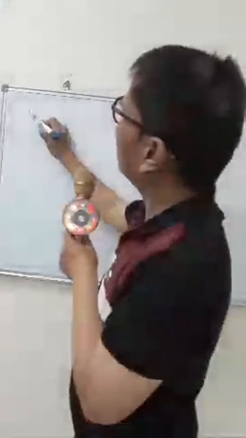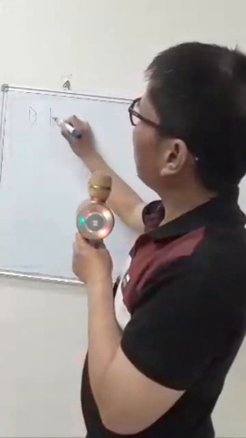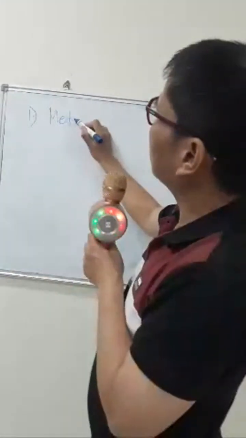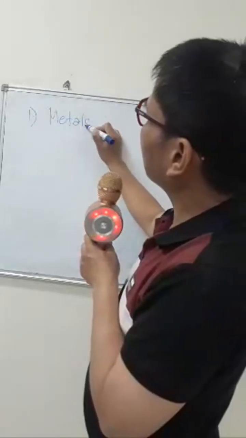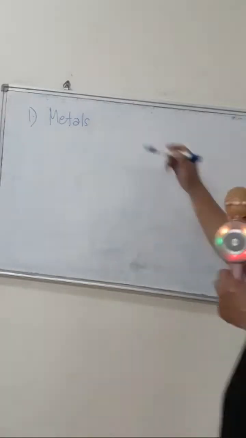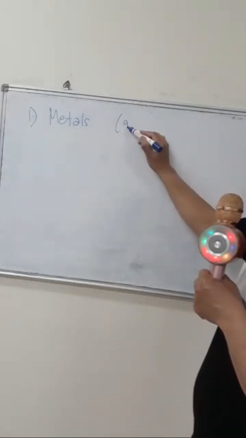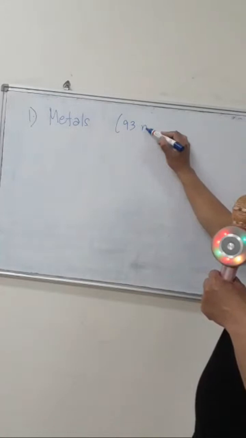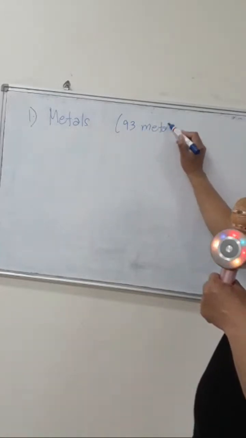So, now the first classification will be the metals. How many metals do we have? There are 93 metals in the periodic table.